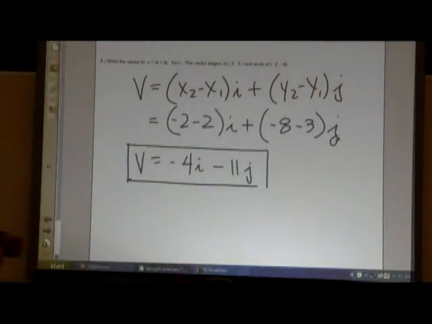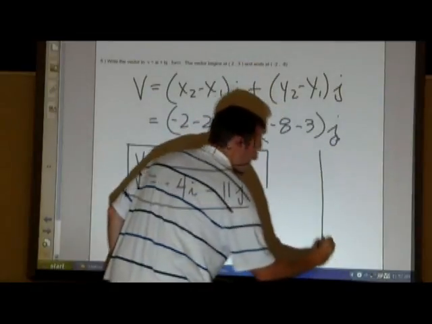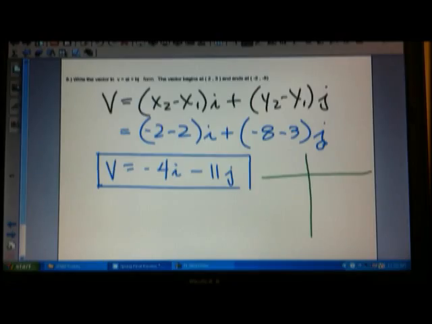If you forget that formula and you want to reason your way through this problem, you want to think of this as 2 points, right, which they are. So one of them is 2, 3. And a point right here. The other one's negative 2, negative 8. Point right here. So I've got a vector that connects them.